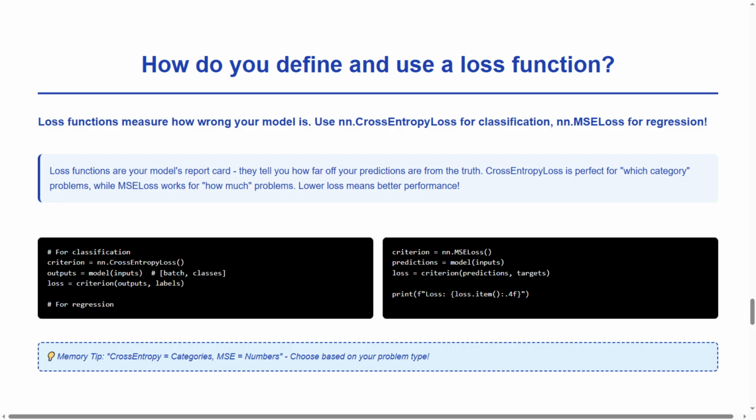They tell you how far off your predictions are from the truth. Cross-entropy loss is perfect for "which category" problems, while MSE loss works for "how much" problems. Lower loss means better performance. Summary: loss functions measure prediction errors, guiding model improvement.